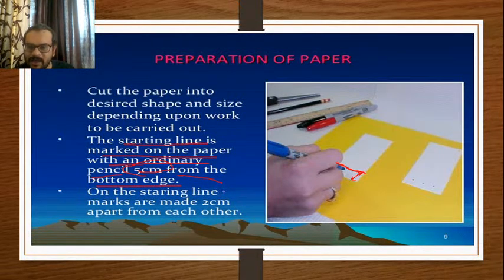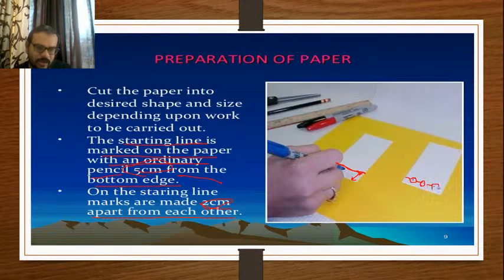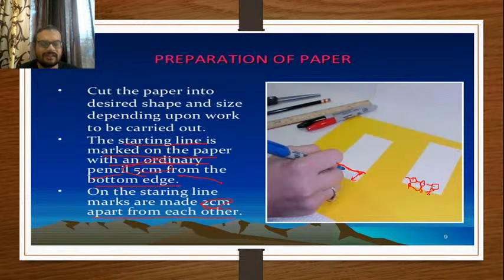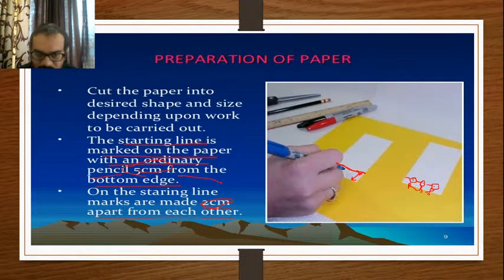On the starting line, mark points 2 cm apart from each other. Remember, here is the starting line, and you have to mark the number of samples 2 cm apart from one another. If you have 3 samples, of which this is the reference and these 2 are sample number 1 and sample number 2, these 3 positions need to be marked using a pencil, so that you can easily apply the sample over there.